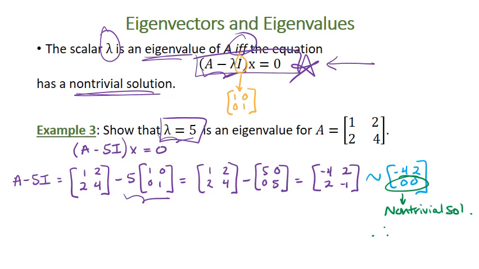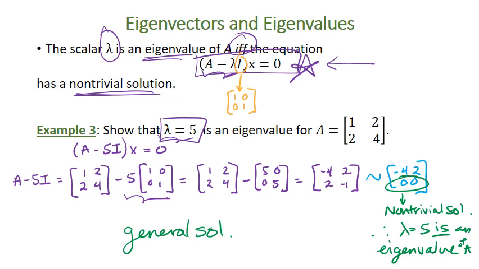So this tells me that lambda equals 5 is an eigenvalue of matrix A. Okay, now in your homework, this type of problem will go on to say find the eigenvector or find an eigenvector or something like that. So if you go on and find the general solution, the general solution will give you that eigenvector. Okay, so just know that for your homework.